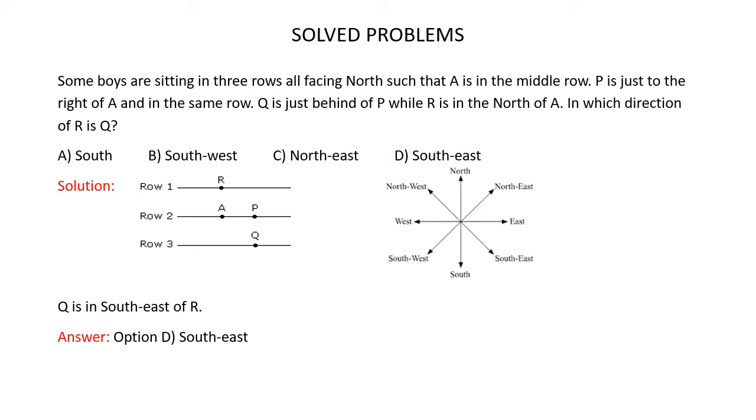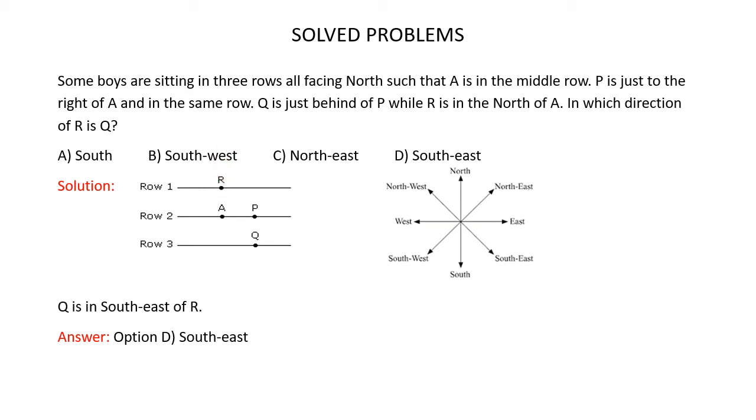So first let's draw a diagram for the information given in the question. So it's given that some boys are sitting in 3 rows, row 1, row 2 and row 3. Now A is in the middle row and since A is facing the north, P is at this position to the right of A and in the same row. Q is just behind P, so Q will be in the third row facing north. R is to the north of A, so R will be in the first row and R is facing north.